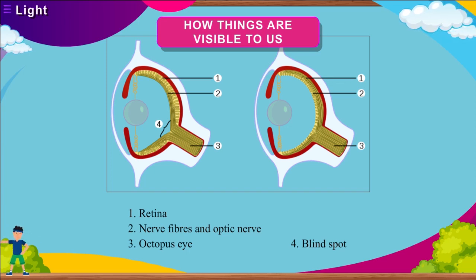This point, termed as blind spot, is the region of the retina at the junction of the optic nerve and the retina. There are no sensory cells at this spot. Hence, any image formed here cannot be visible.